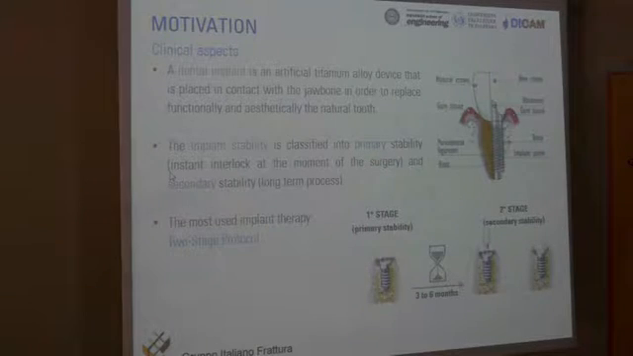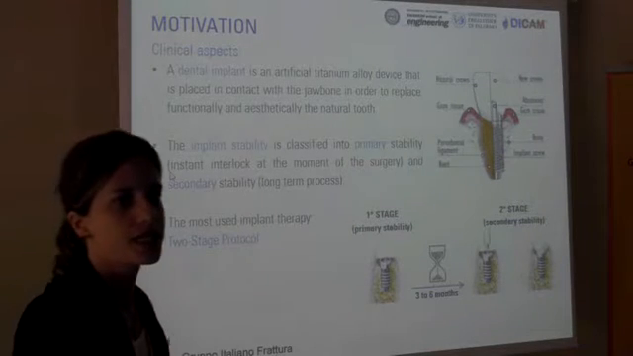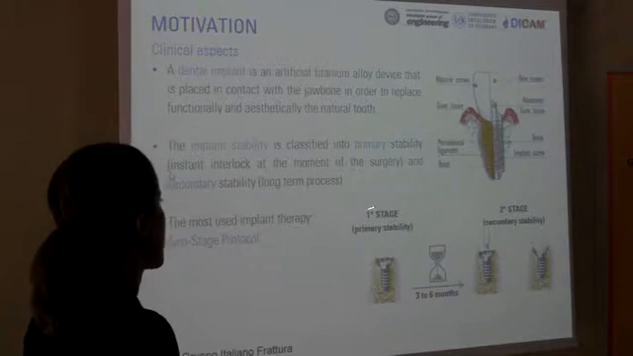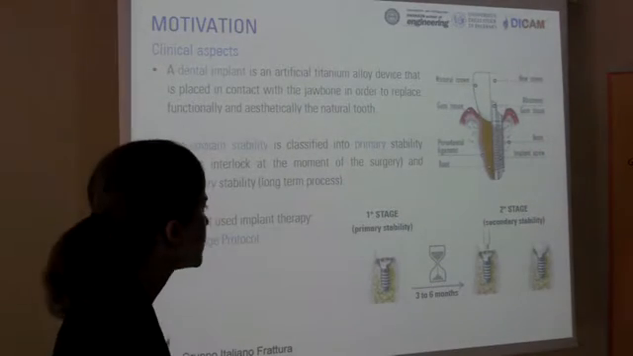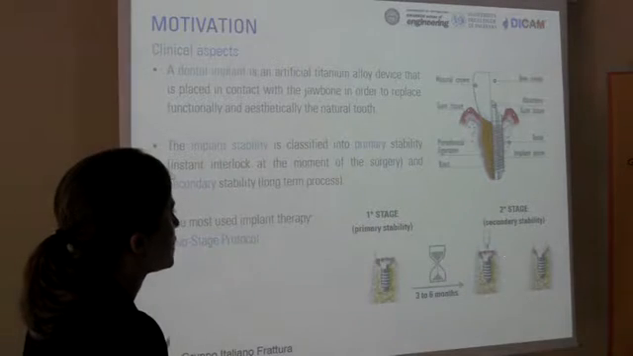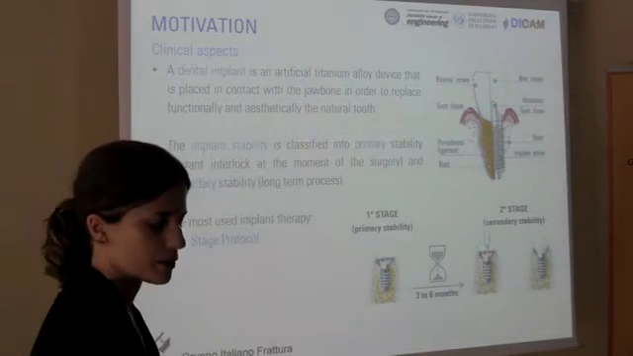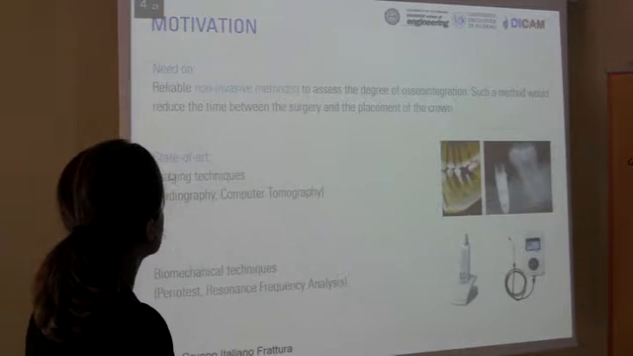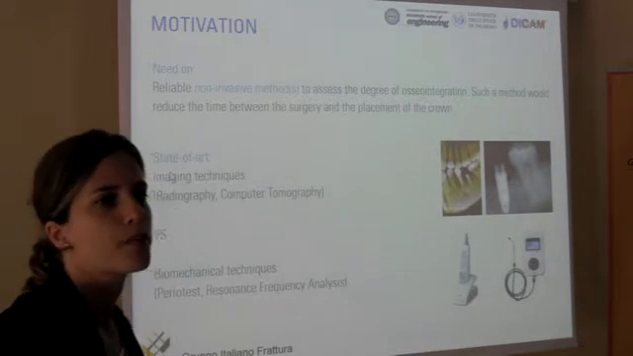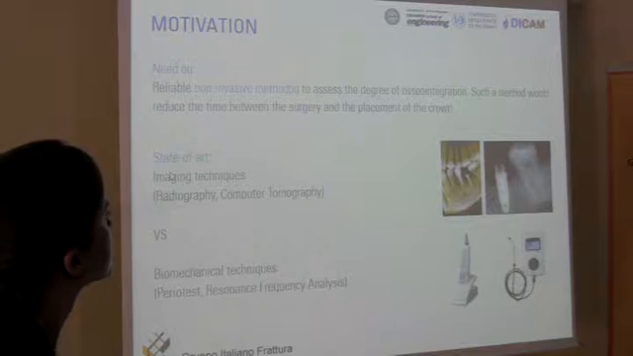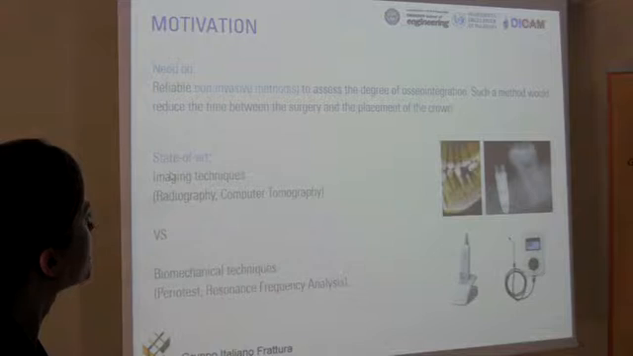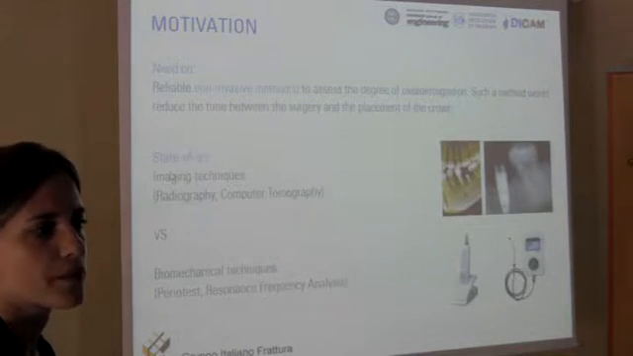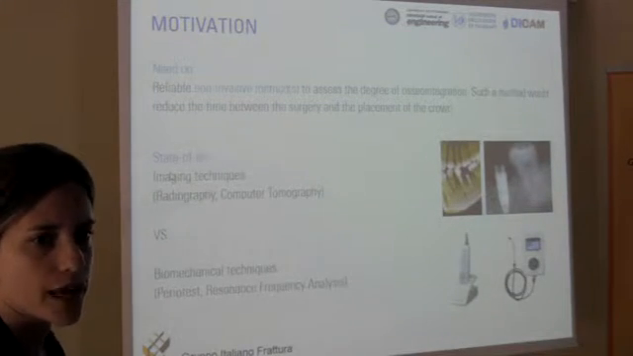To understand what implant stability means, we have to distinguish 2 kinds of stability. Primary stability is obtained as an outcome of the mechanical interlock of the implant into the bone, and secondary stability is a long-term process where bone remodeling occurs. So what is clinically demanded is a reliable, non-invasive method able to assess the degree of osseointegration, also the implant stability. This method has to do a local measurement of the biomechanical properties around the implant.